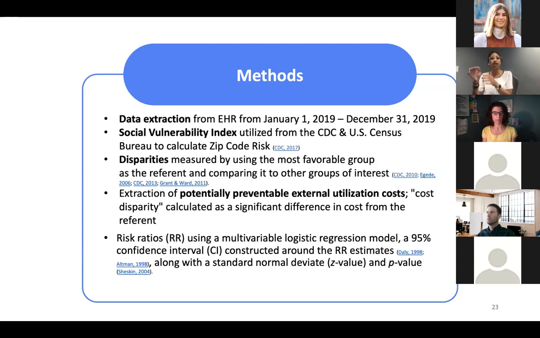So next, we extracted potentially preventable external utilization costs, using those same potentially preventable lists cited by the Center for Medicaid and Medicare Services. And we calculated cost disparity as significant difference in the cost from the referent. And then finally, we used risk ratios, and we used a multivariable logistic regression model. We used a 95% confidence interval, and we also used a standard normal deviate and a p-value just for significance.